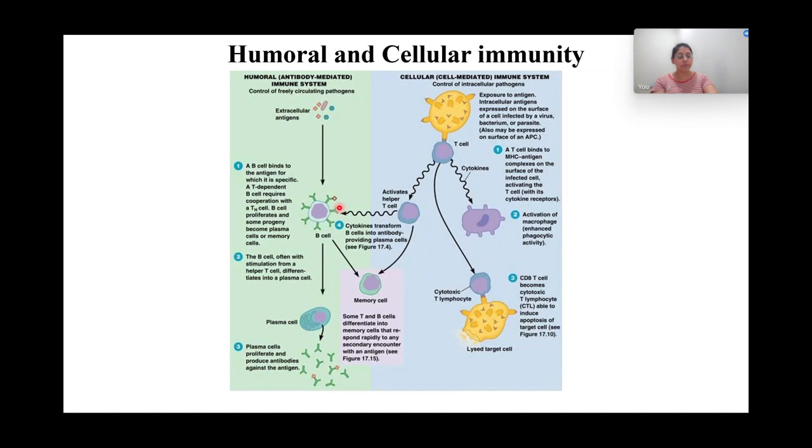And for cell immunity or cell mediated immunity, you have the exposure to antigen, or you can have intracellular antigens which are present on the surface of a cell which is infected by a virus or any other pathogen. There, a T cell will bind to the MHC antigen complex on the surface of the infected cell, and then it will activate the T cell response. So this is a cytokine response, with all those interleukins and interferons that we had seen. And it will also activate macrophages for enhanced phagocytic activity, so that these infected cells are ingested and lysed there. And CD8 cells will become cytotoxic T lymphocytes and they can induce apoptosis.